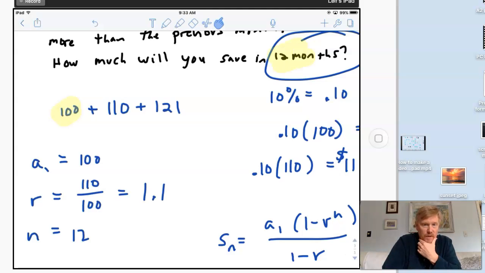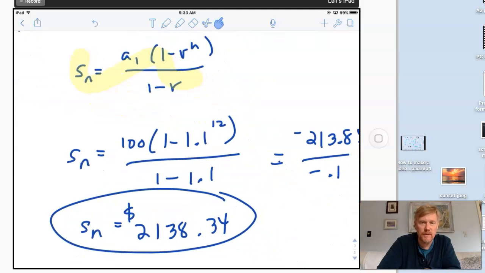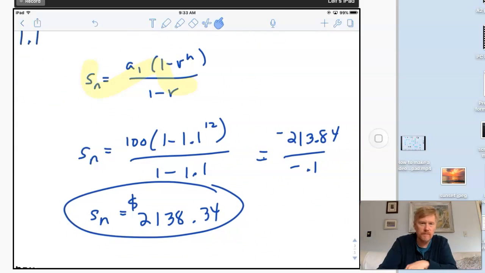So I can just take those three numbers now and plug them into the S of N formula, which I have here. And when I do that, I boil it down, as you can see. Remember to do the exponent and then the 1.1 to the 12th power first. And if you boil it down, you should get $2,138.34. Round off to the nearest penny since it's money.